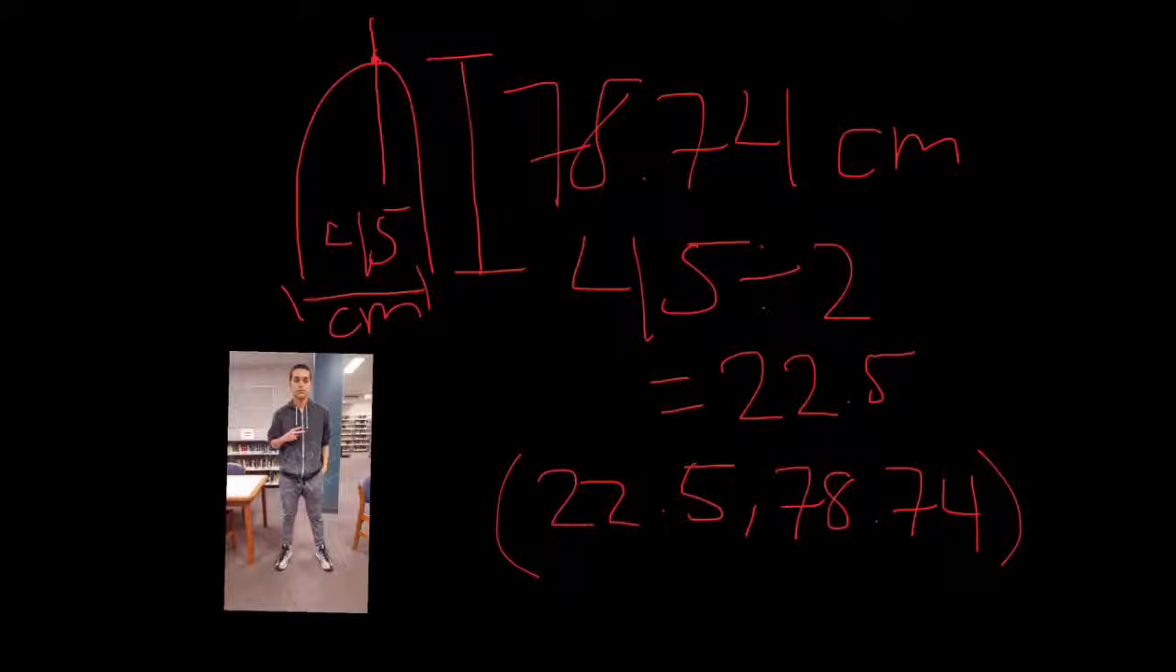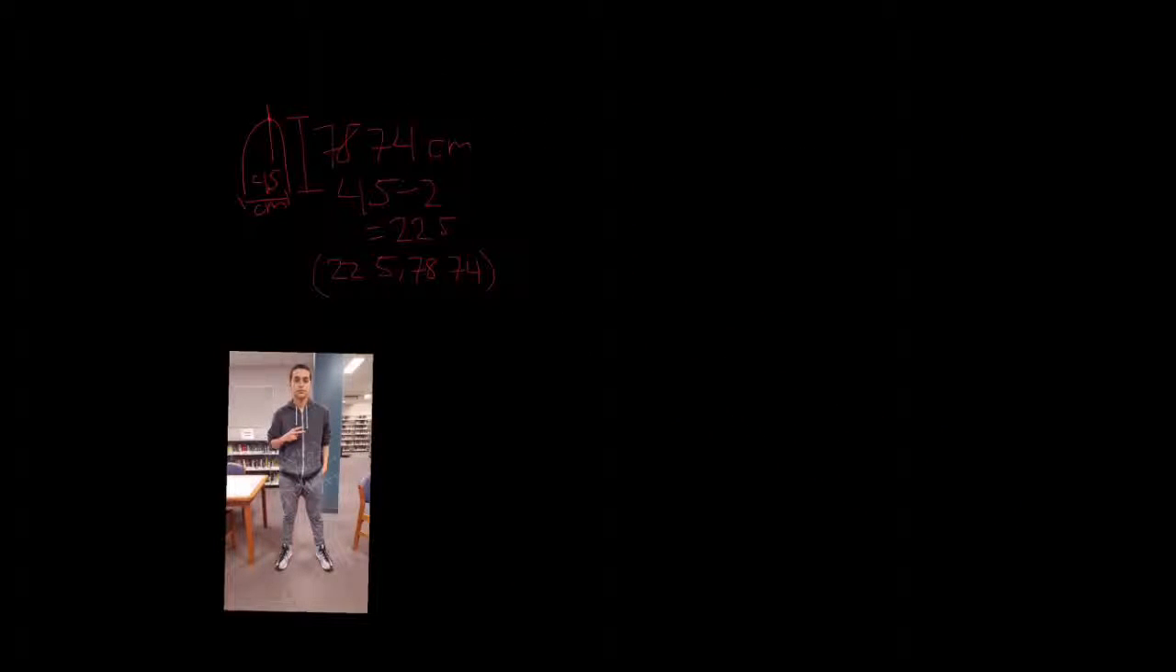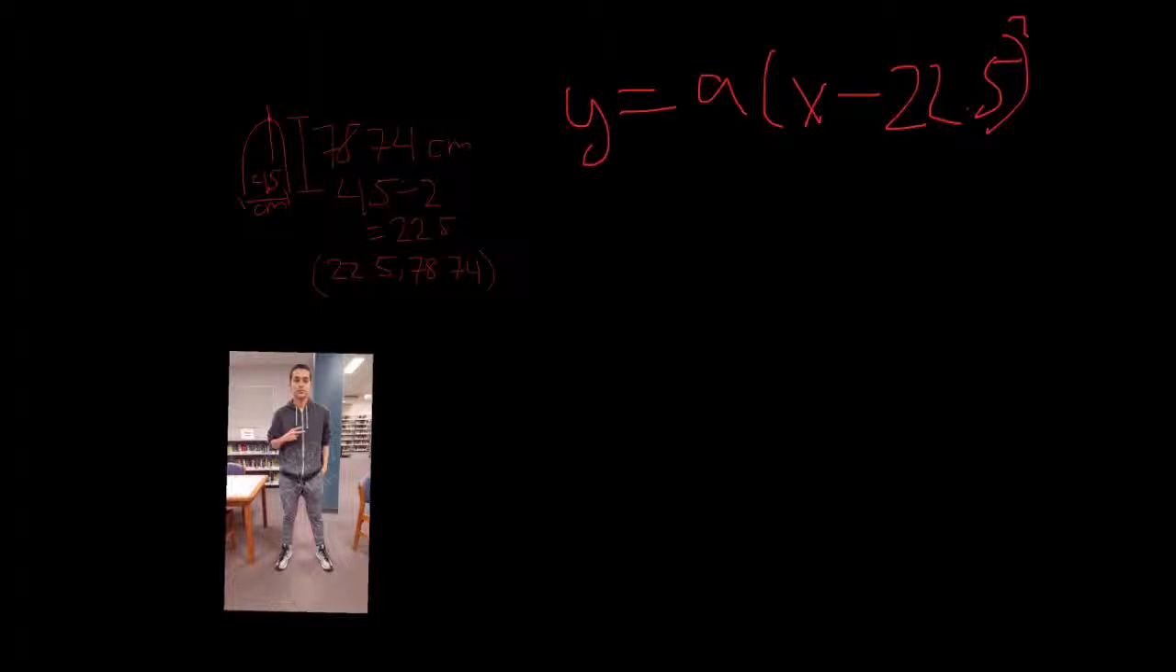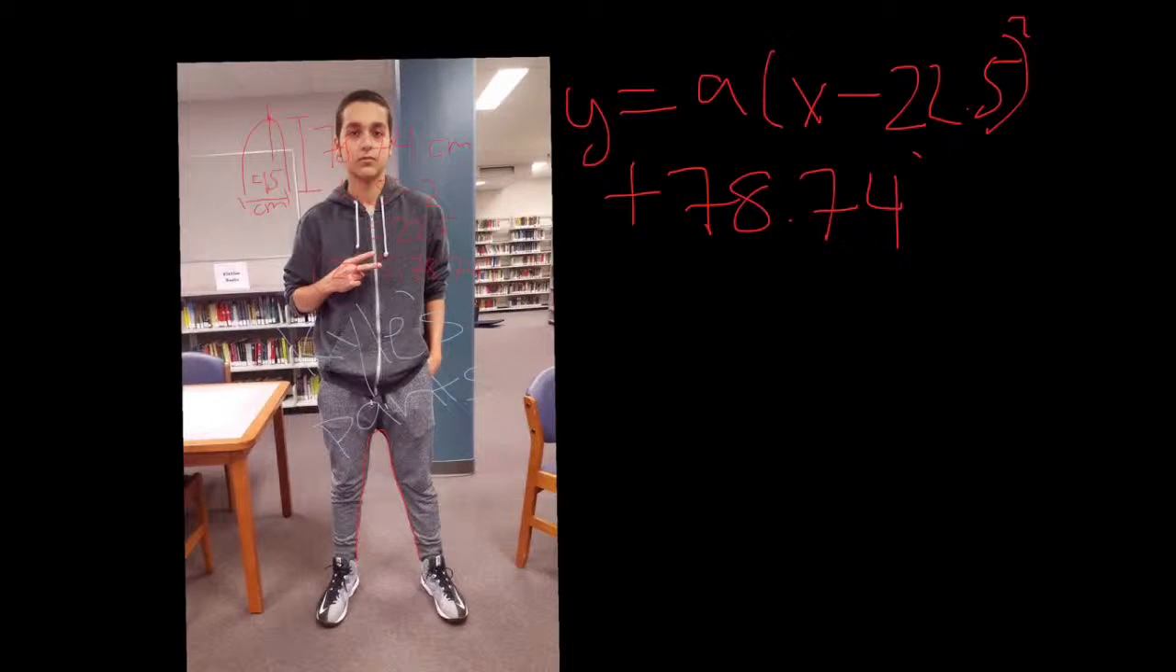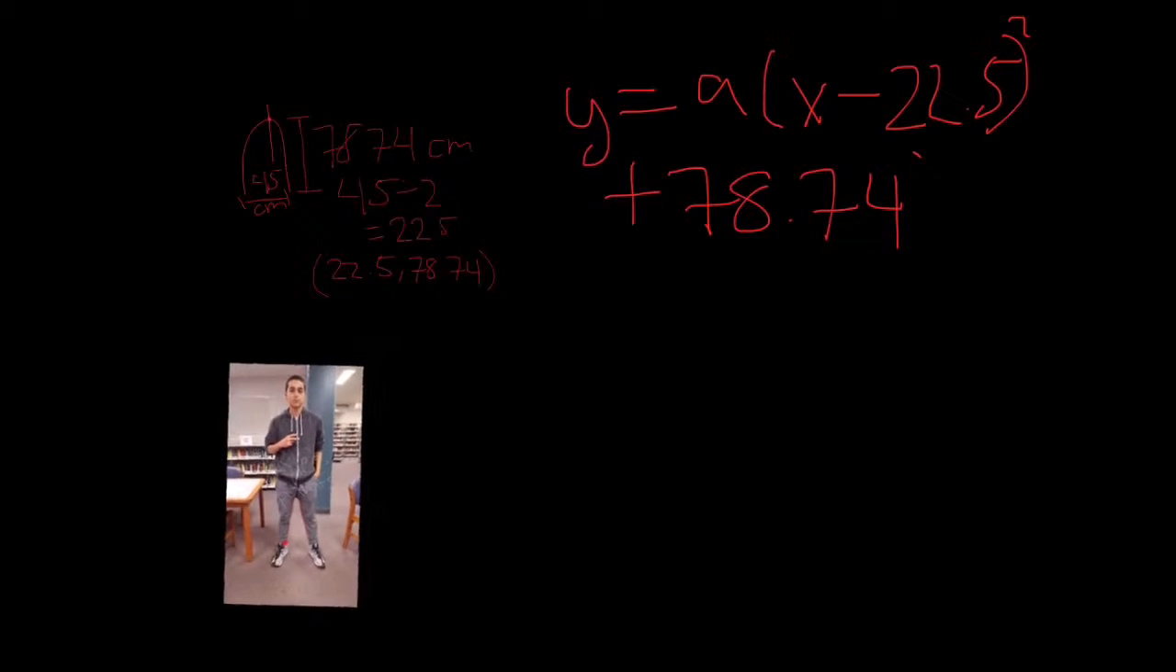So now that we have our vertex, we can put that in our standard form, which is y equals a(x minus 22.5) squared plus 78.74. The coordinates of the parabola right here are 0, 0. So we found 0, 0.